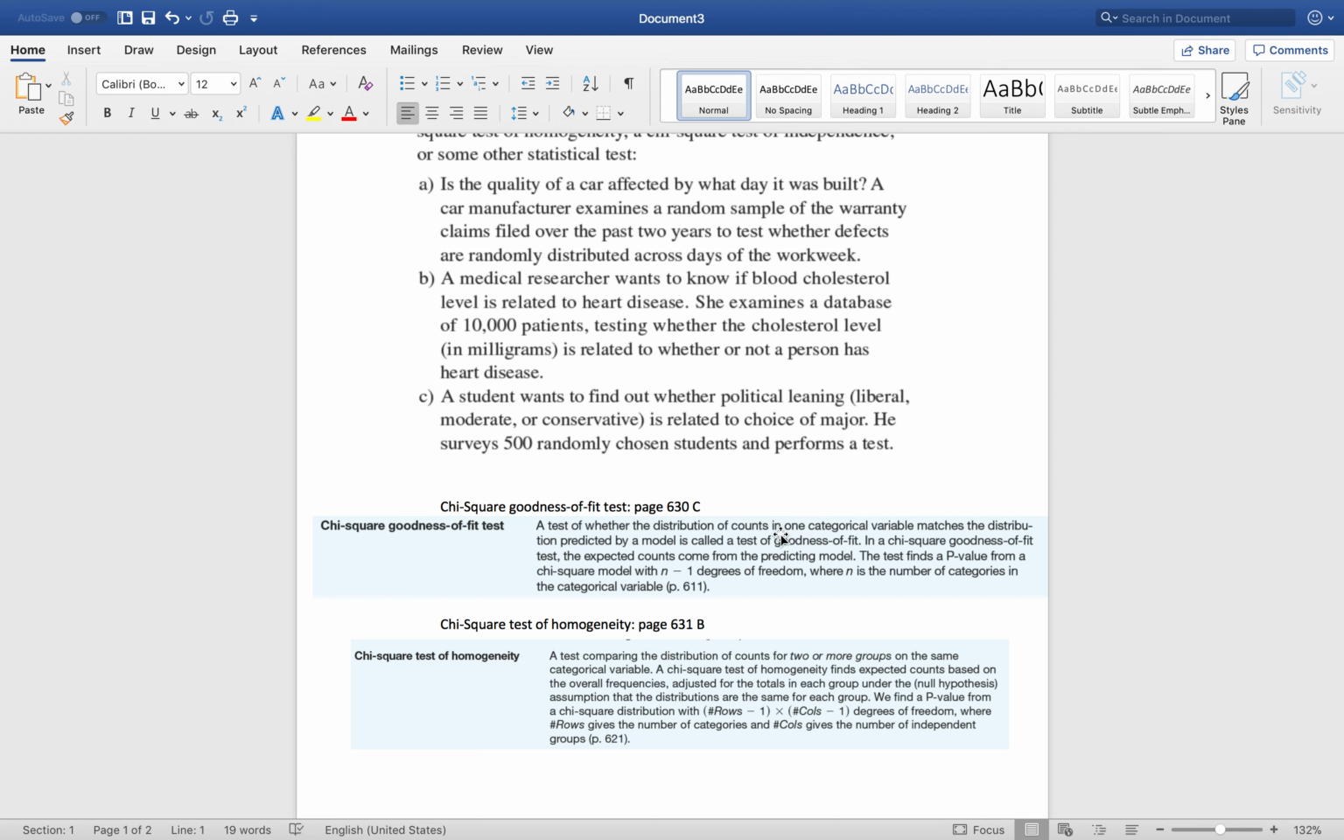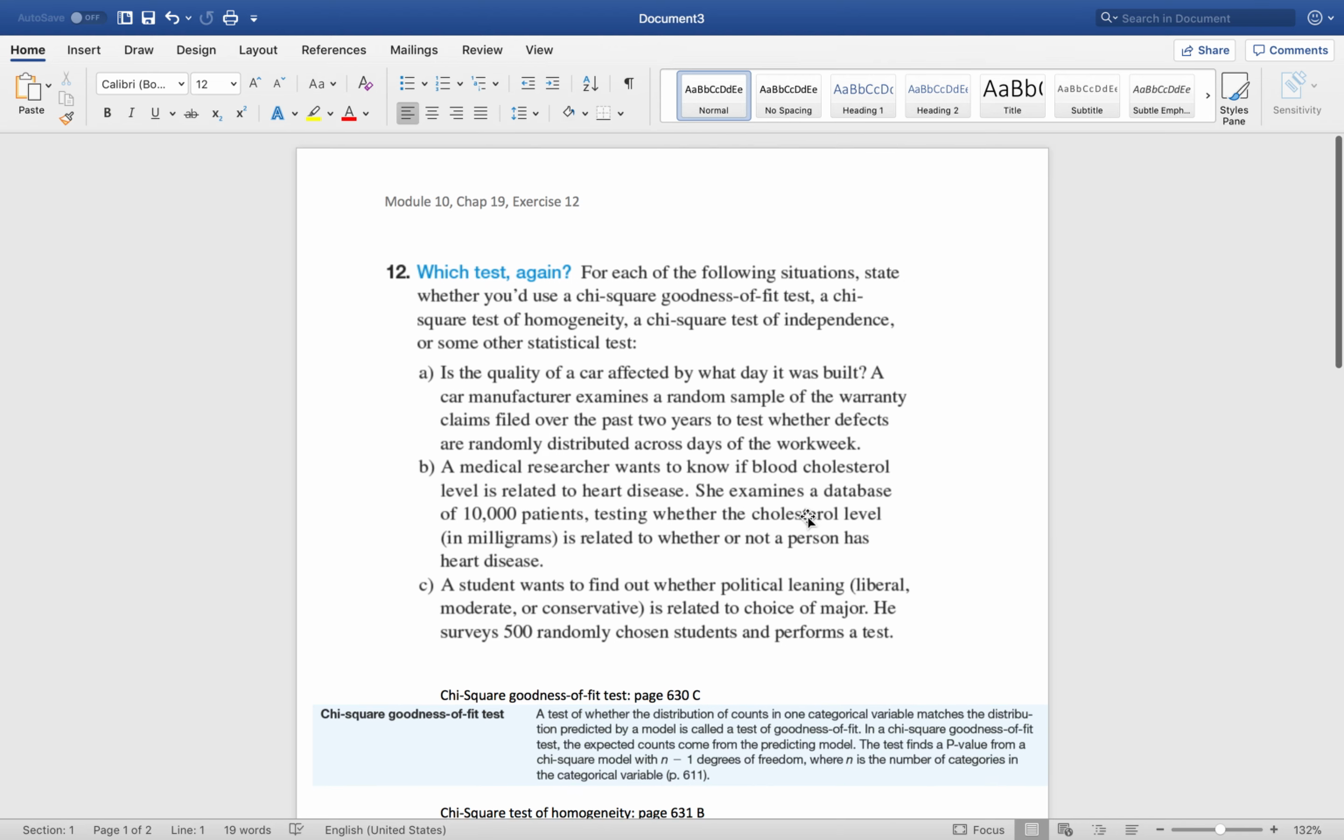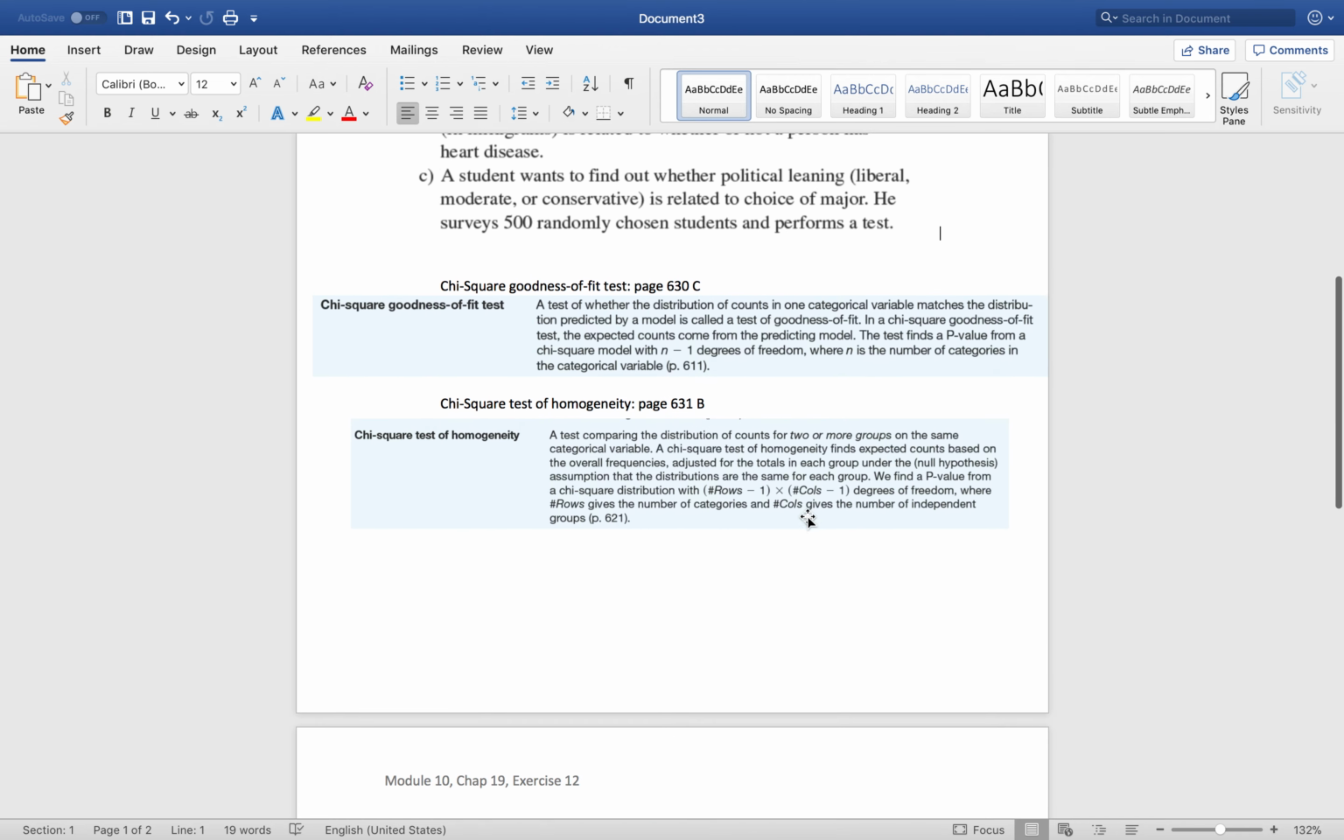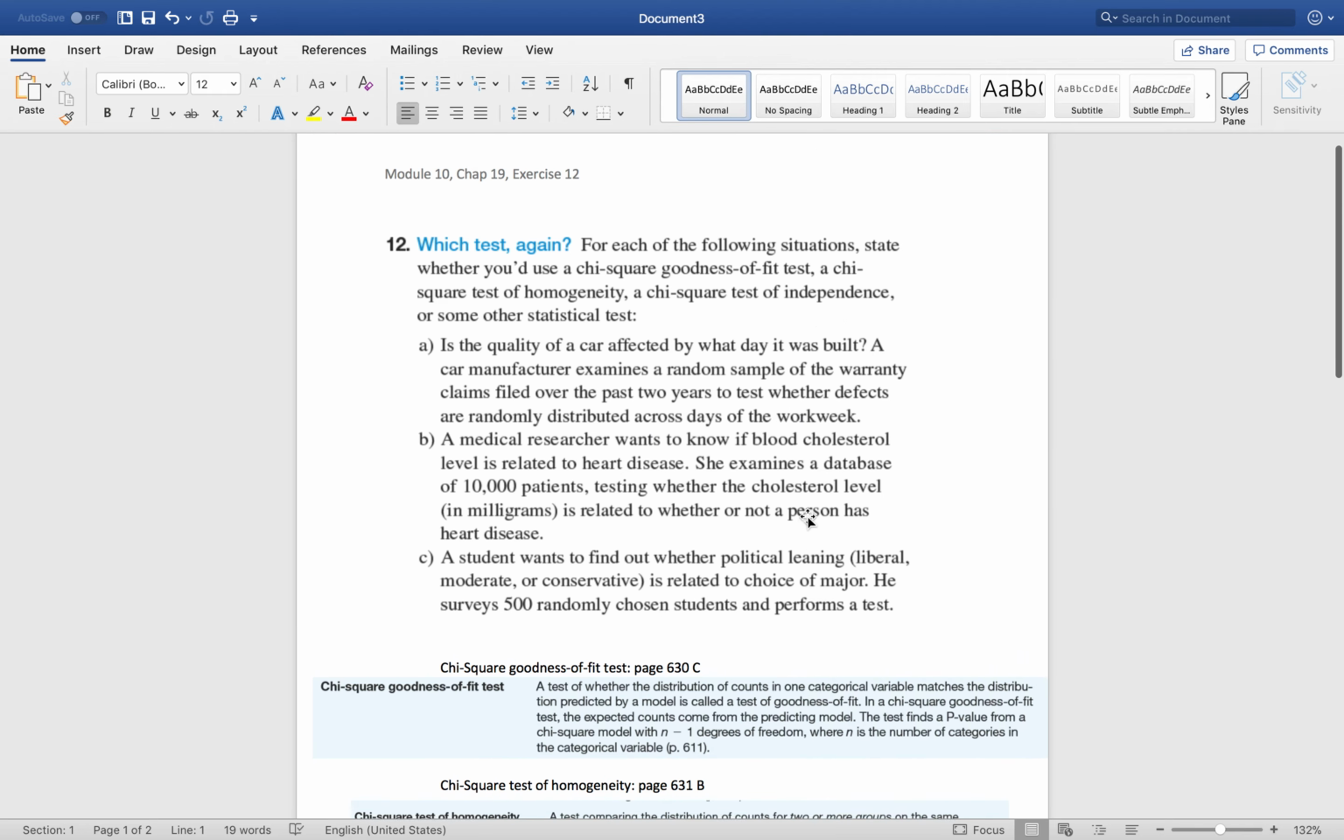So that's why I decided to use the chi-square goodness of fit test, because the test is whether the distribution in one categorical variable matches the distribution predicted by a model, because we're predicting and seeing the political views and then seeing just how it affects his major specifically. So that is why I decided to do the chi-square goodness of fit test. Let me know if anybody thought any other ones specifically. That is my best estimate for all of them.